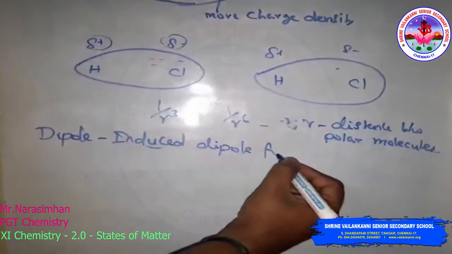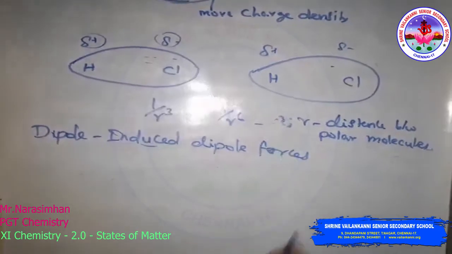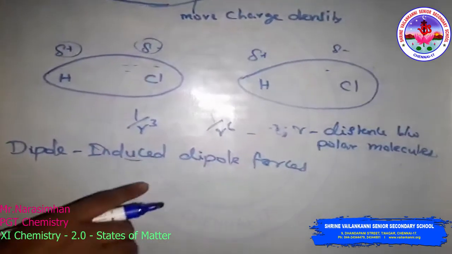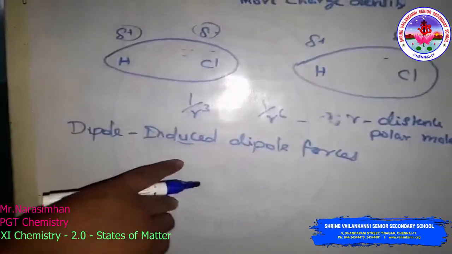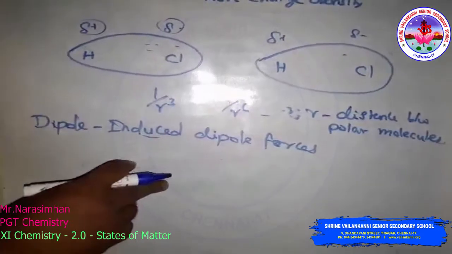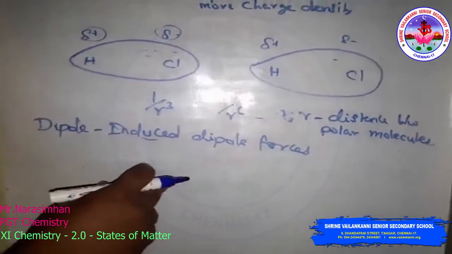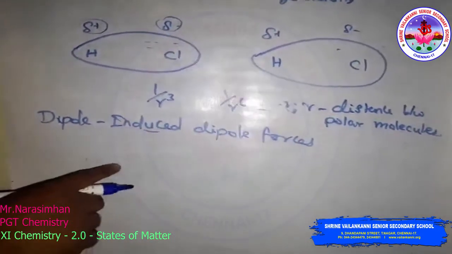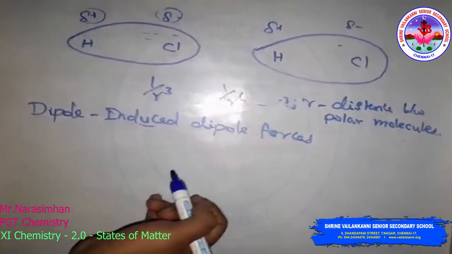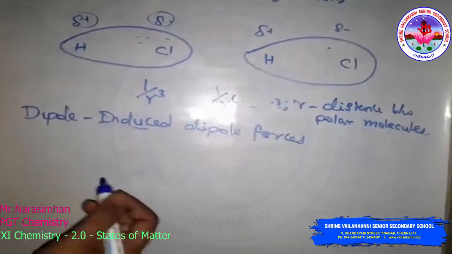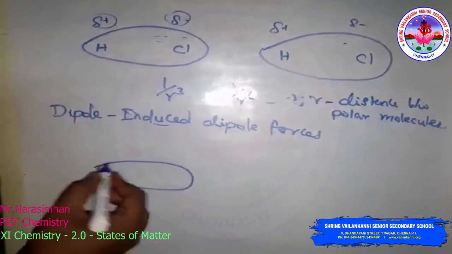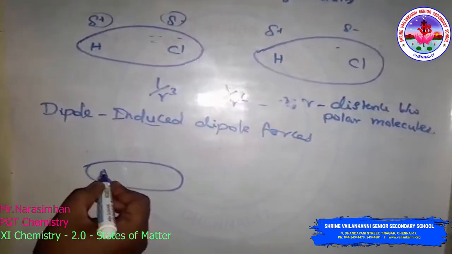Induced dipole forces. Here, the attractive forces operate between polar molecules having a permanent dipole and molecules lacking a permanent dipole. Here, the permanent dipole of the polar molecule induces a dipole on the electrically neutral molecule by deforming its electronic cloud. For example, atoms A and B.